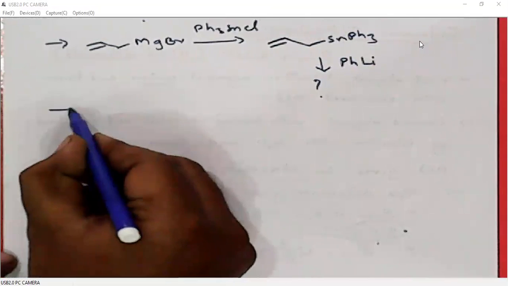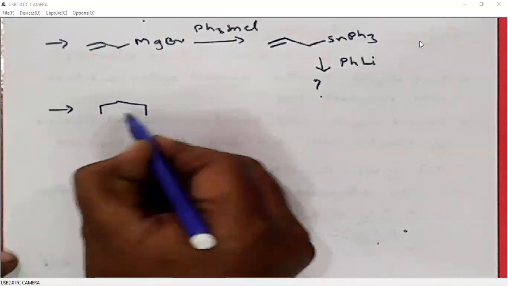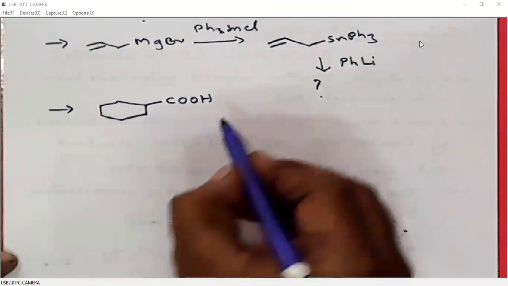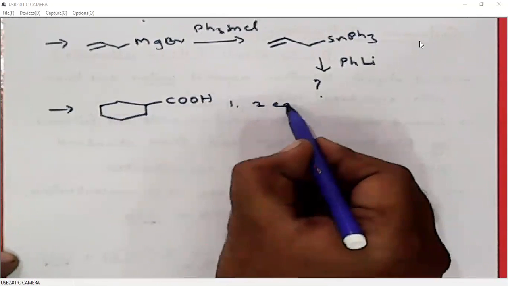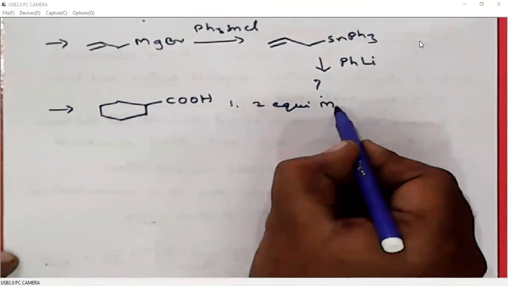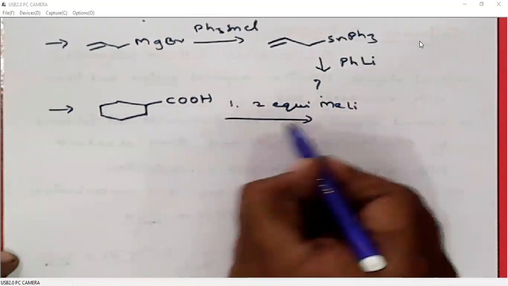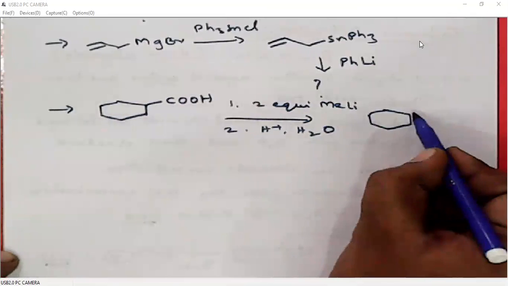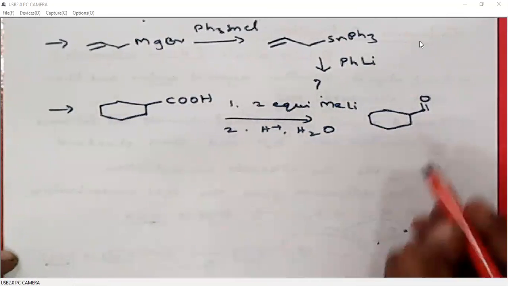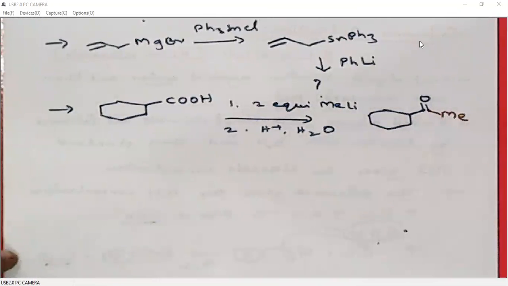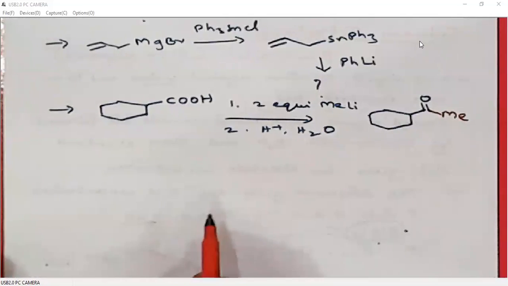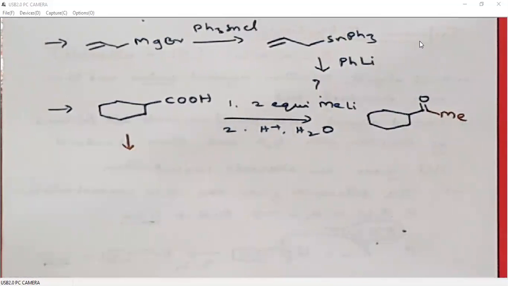Now we will see reactions of alkyl lithium reagents with the carboxylic acids. Two equivalents of alkyl lithium react with the carboxylic acid to generate ketones. This methyl is from alkyl lithium. We need two equivalents of alkyl lithium to convert carboxylic acids into ketones. How do we do this?